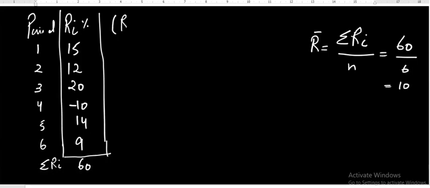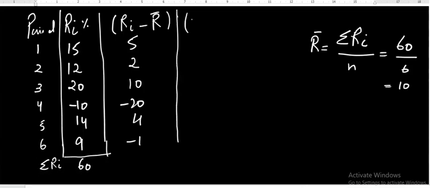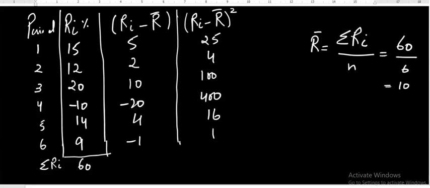Now I will take the deviation of the returns from its mean. So 15 minus 10 gives me 5, 12 minus 10 gives me 2, 20 minus 10 gives me 10, minus 10 minus 10 gives me minus 20, this gives me 4, and this gives me minus 1. Then I will square up the deviations. This is 25, this is 4, this is 100, this is 400, this is 16, and this is 1. Therefore the summation of the square deviations is equal to 546.